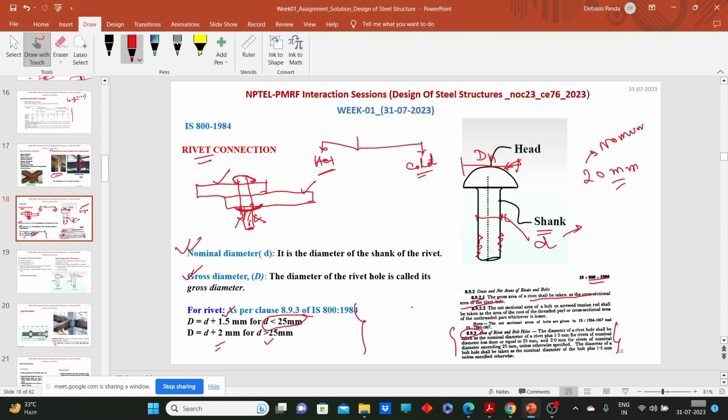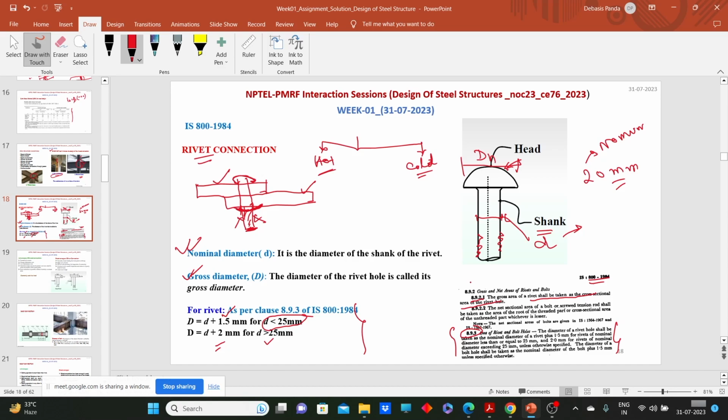From here, we can understand that riveting is a permanent kind of process, right? And we need hammering here, so a great deal of noise might be produced. Thirdly, we need skilled manpower, skilled labor. So there are some advantages and some disadvantages of the rivet connection.